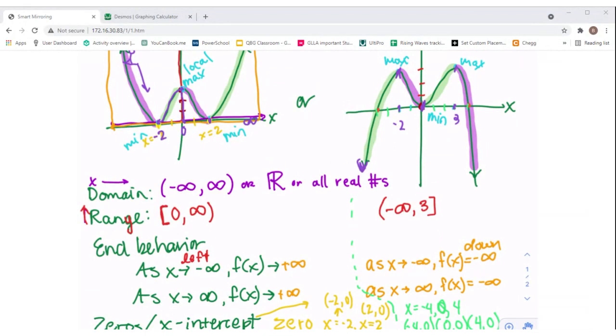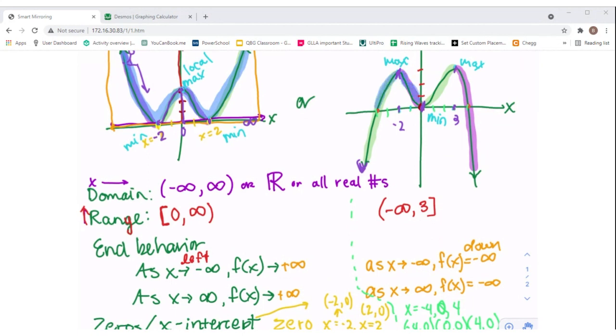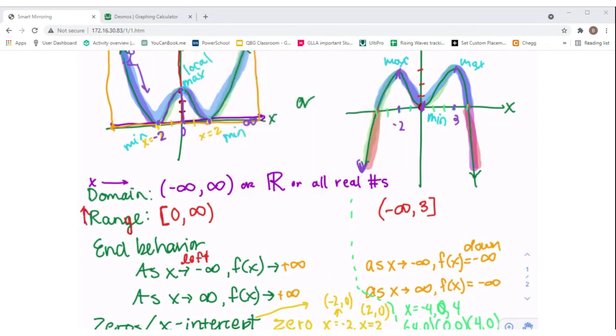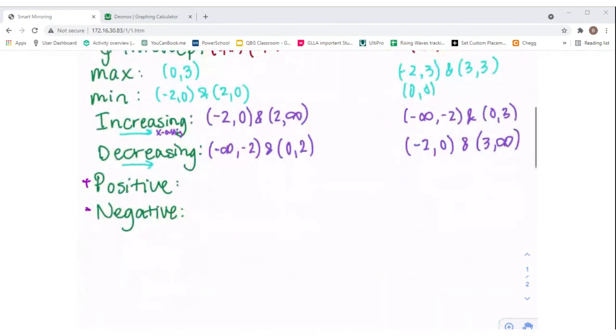So notice this entire function is above the x-axis, right? But it's only positive on this one at that little part right here. That's the only place where it's above the x-axis. And it's below the x-axis from here down and from there down. So this is positive, and I'll put in parentheses, above the x-axis. And this one is below x-axis.